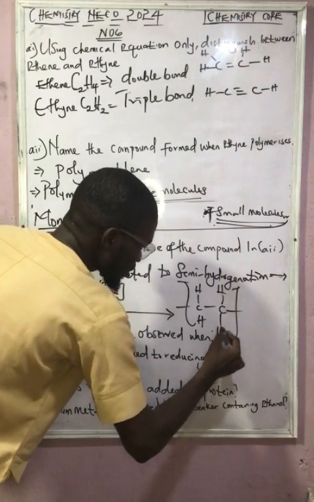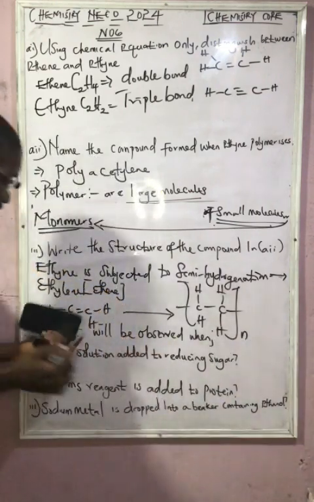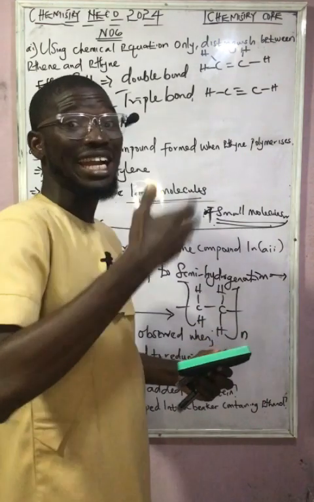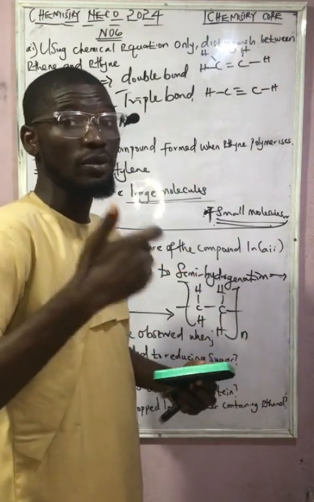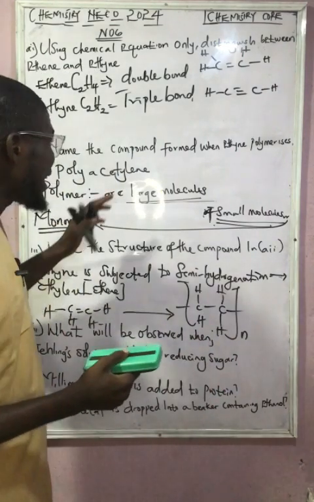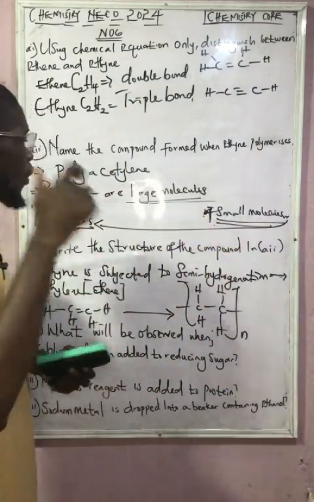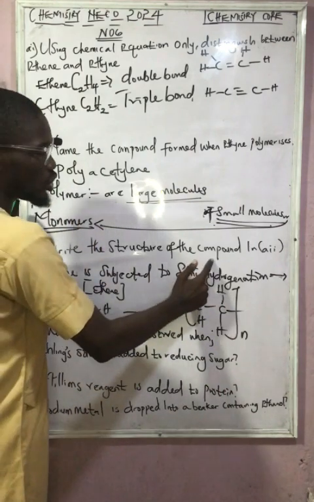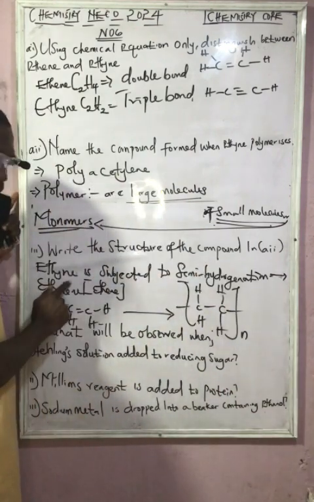So this, there is a what? A small letter n here. When we talk about this small letter n, there's what we call giant molecules in chemistry. I'll be dropping a video on that as well, but we are not going to that now. So if ethane polymerizes, for ethane to polymerize, it is subjected to semi-hydrogenation to yield ethylene.